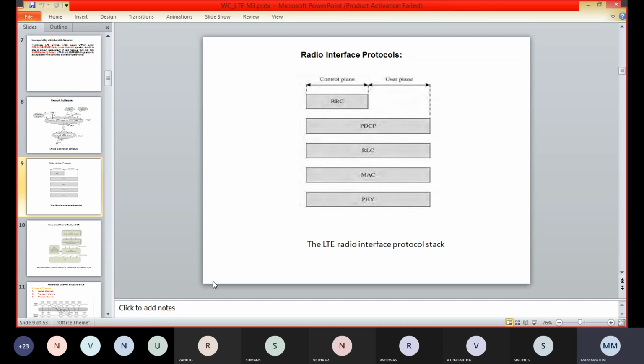So here the MAC sublayer is also responsible for transport format selection of scheduled user equipments, which includes the selection of modulation format, code rate, MIMO rank, and the power level. So here there is only one MAC entity at the eNode B and one MAC entity at the user equipment.